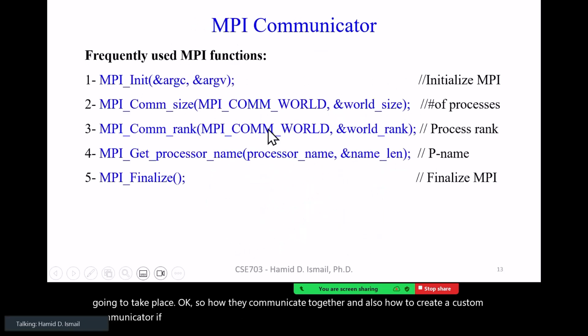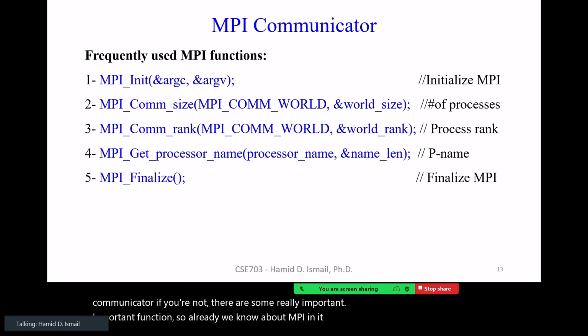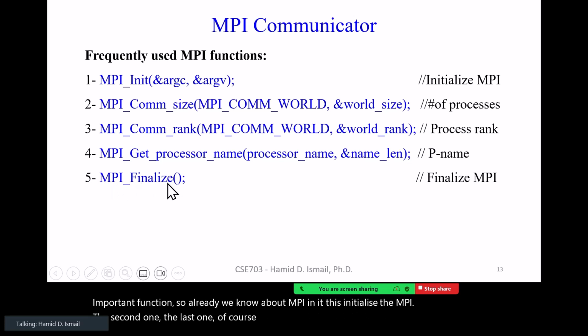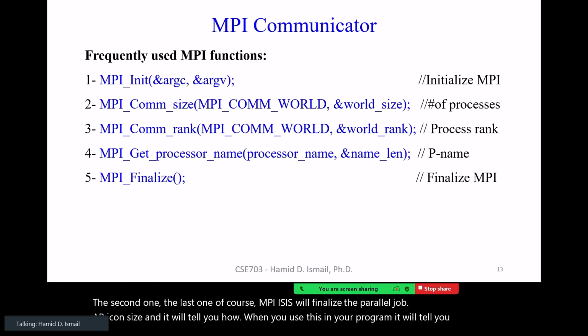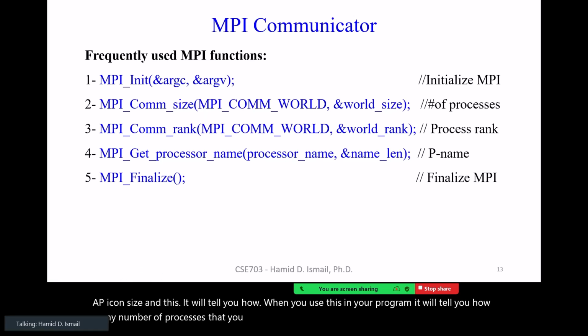There are some really important functions. We already know MPI_Init, which initializes MPI. The last one, of course, is MPI_Finalize, which finalizes the parallel job. MPI_Comm_size will tell you, when you use it in your program, how many processors you use. Of course you know that already, because you entered it in the command line.